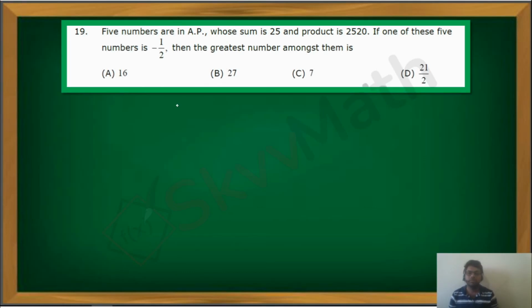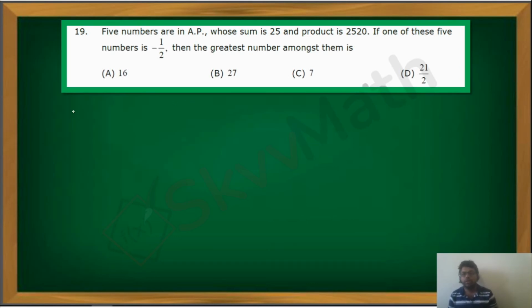Now, a problem from sequences and series. 5 numbers are in AP whose sum is 25 and product is 2520. If one of these 5 numbers is minus 1 by 2, then the greatest number among them is what? The sum of the 5 numbers is 25 and the product is 2520.